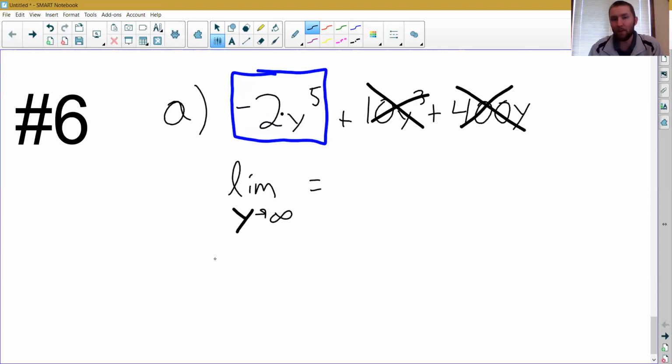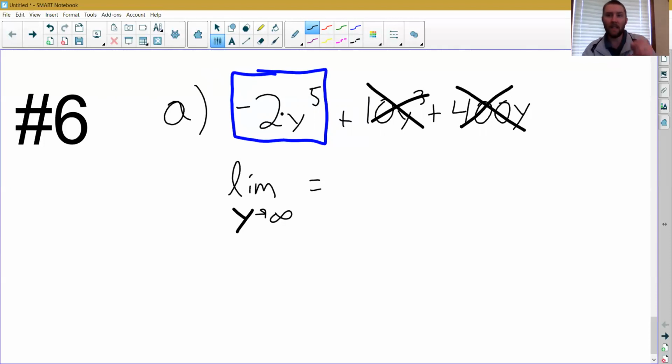Put a big number in for y in this case, say 200, and do 200 to the 5th power, because that's what y to the 5th would be, times a negative 2. I get negative 6.4 times 10 to the 11th. So notice this is negative. Why is it negative? Because it's being multiplied by a negative 2.